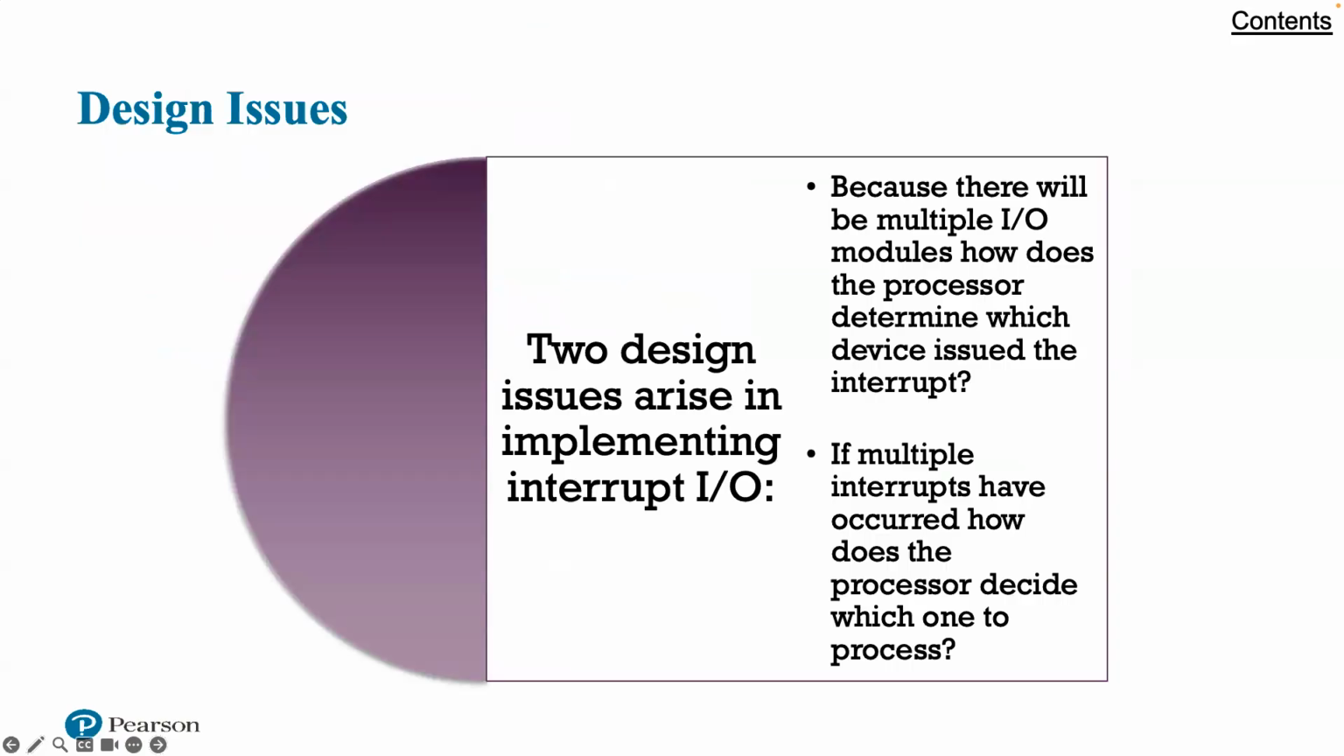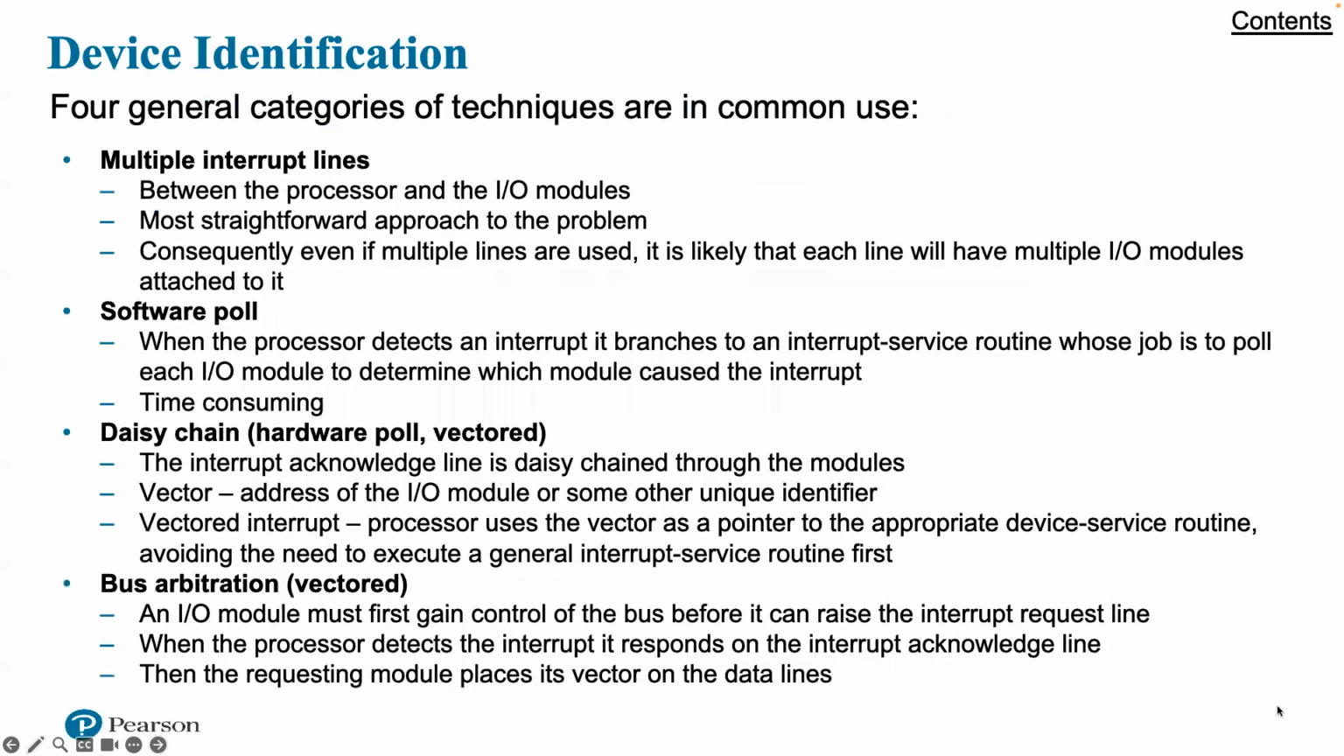So let's talk about design issues. Two design issues arise in implementing interrupt I/O. First, because there will almost invariably be multiple I/O modules, how does a processor determine which device issued the interrupt? And second, if multiple interrupts have occurred, how does a processor decide which one to process? So it can get a little bit complicated, and so we need to have some kind of an algorithm, some type of methodology to do that. So let's talk about device identification.